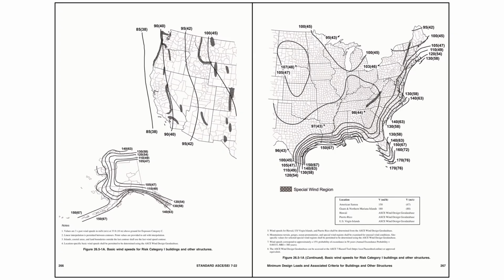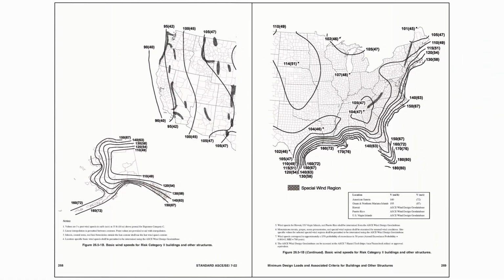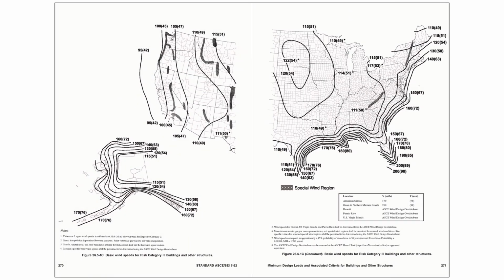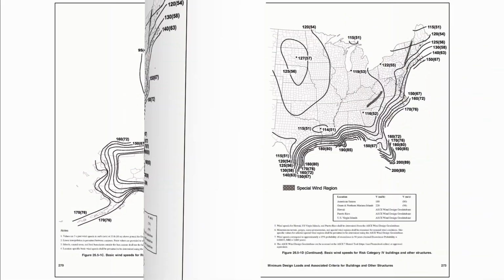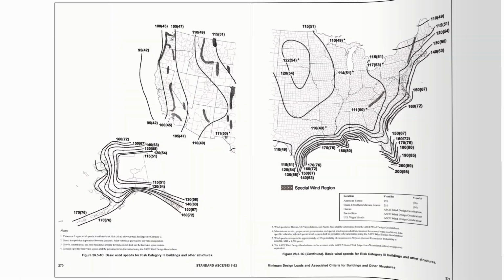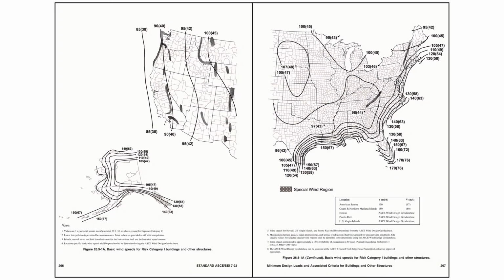One way to find the basic wind speed is to use maps that are included in the ASCE 7 standard. There are 4 sets of maps that are included in the standard for the United States, one for each of the 4 different risk categories that can be assigned to a structure.